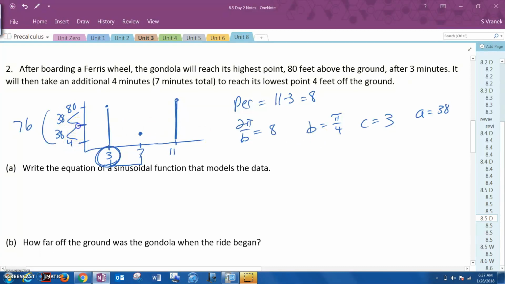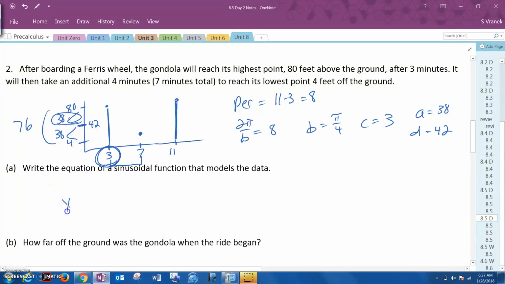And then to find the middle line, which is your D value, you add 4 plus 38, and we get 42. So the middle line is at 42. Again, we look at the spacing and divide it into 2's. That's your amplitude, because it's 38 to go from the middle to the top and from the top to the middle, and so on and so forth.